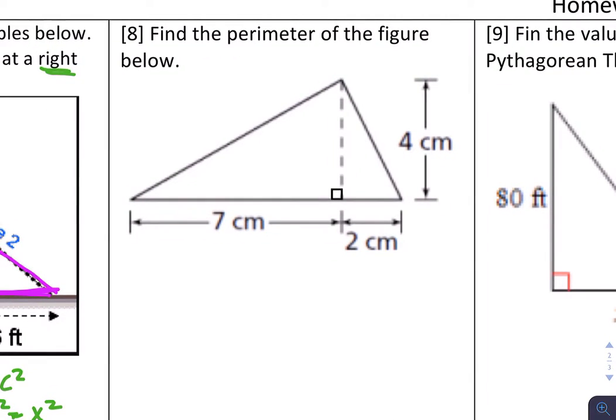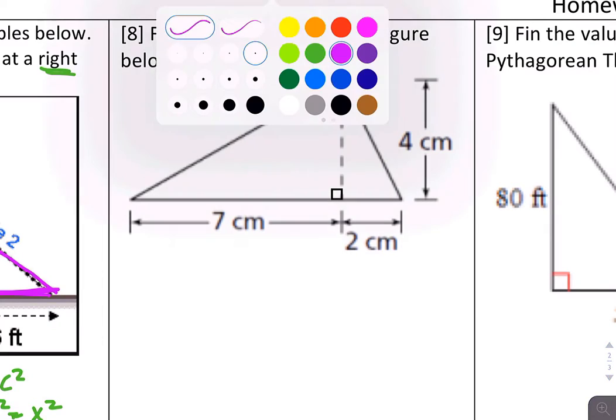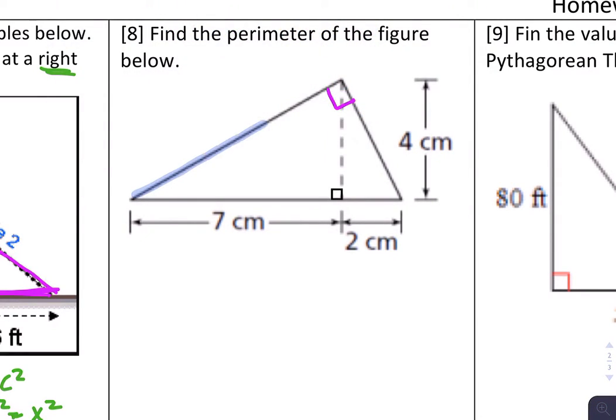Number 8 asks us to find the perimeter of the figure below. So the perimeter, something to note, is that we have with this proportional right triangle kind of type of problem again. The perimeter is found by simply adding the three pieces together.